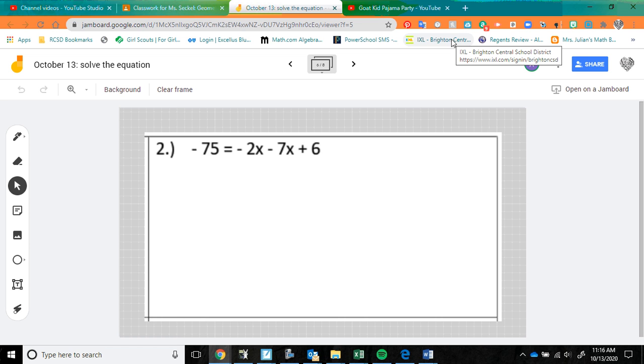Math students, this is the video that goes with the last page in the packet. It's called Equations Practice up at the top. In class, we did 1 and 6.